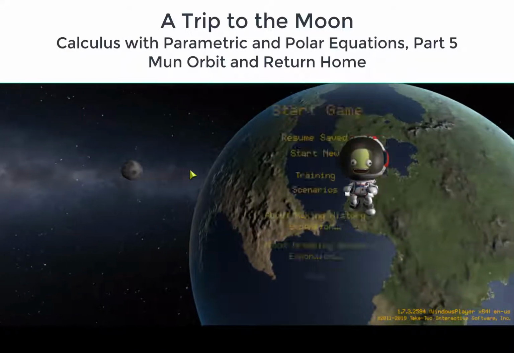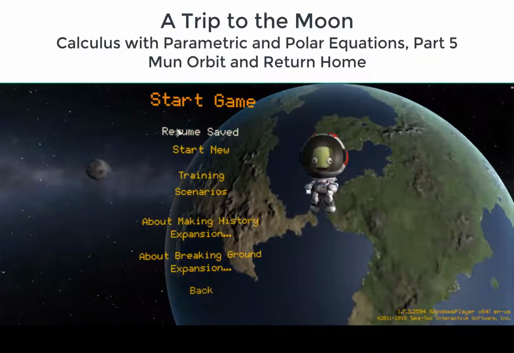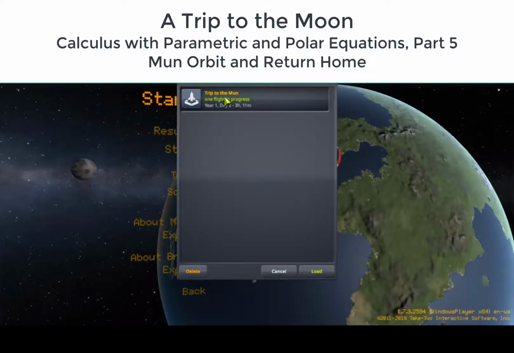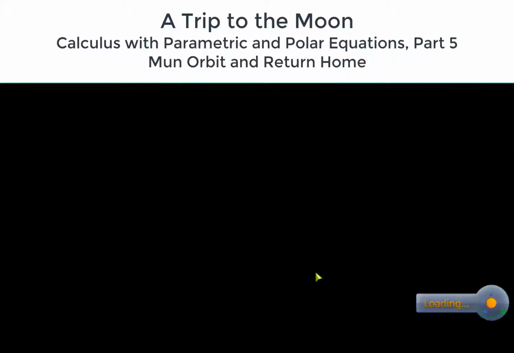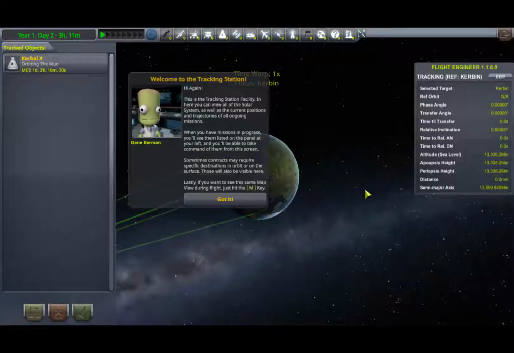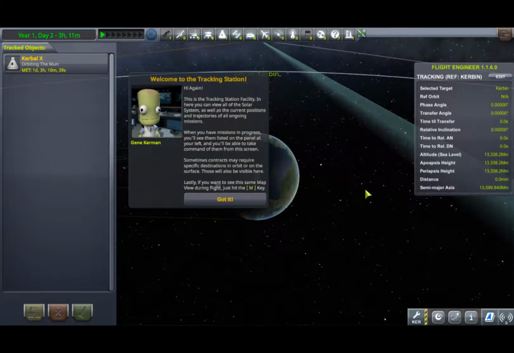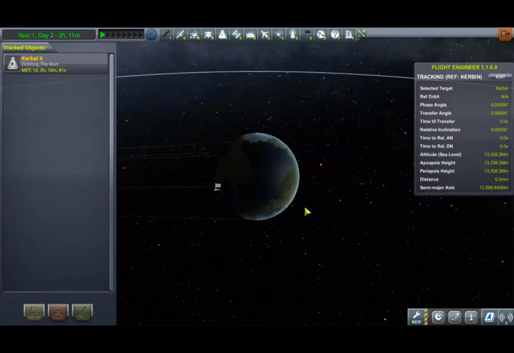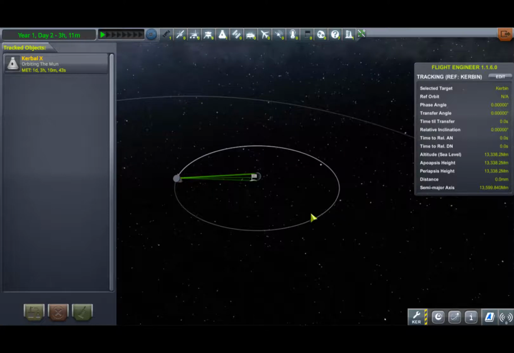In these videos, we've used the game Kerbal Space Program and the websites GeoGebra and Desmos to illustrate principles of the calculus of parametric and polar equations. In this part of the series, the fifth and last part, we'll do some science while in orbit around the Mun and return, hopefully safely, back to Kerbin, completing our mission.